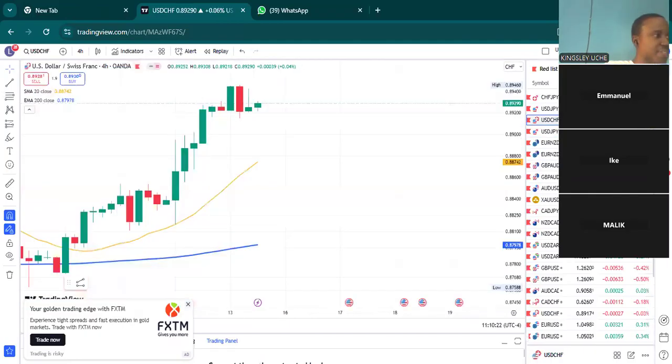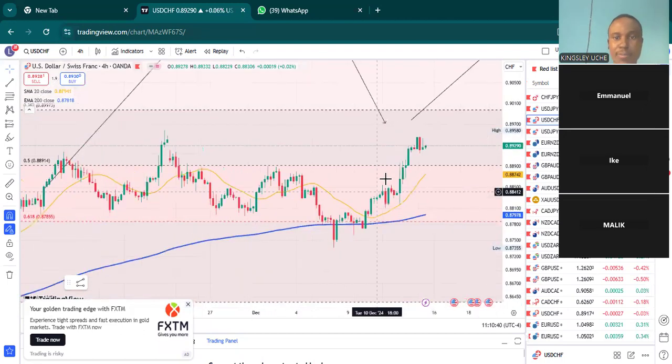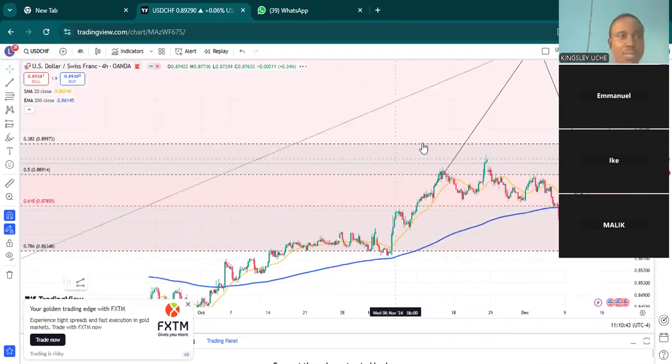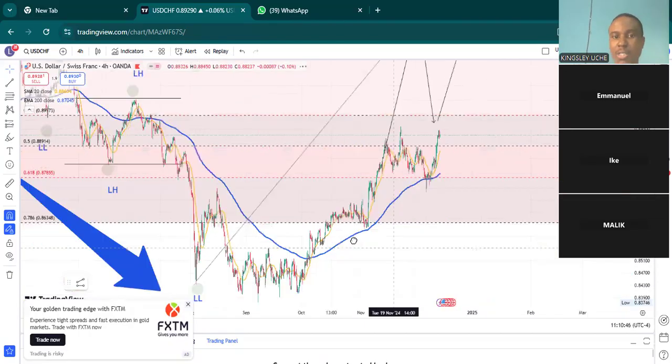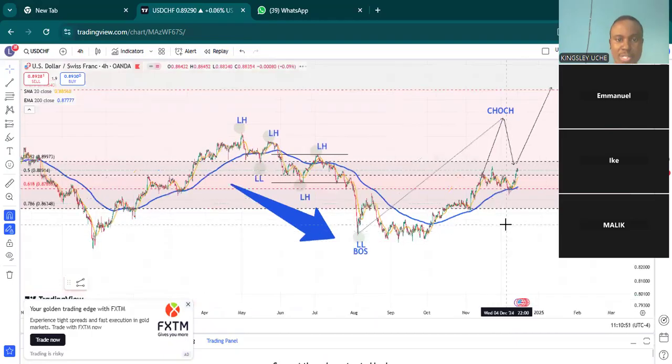On the USD CHF, just a moment. Let's see on the USD CHF. Let's take this out so we can really see what is happening here.